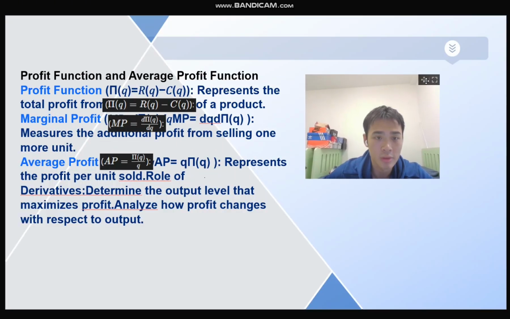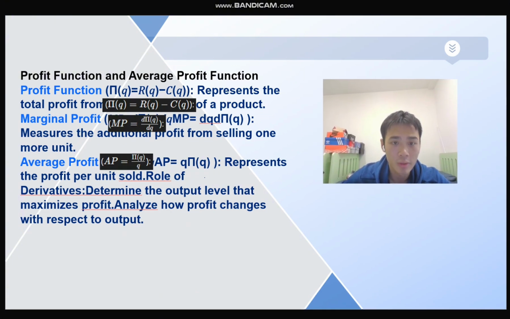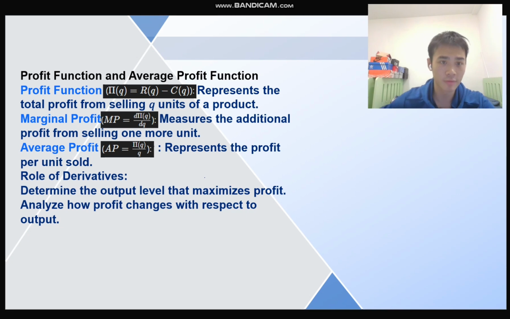We are going to explain the profit function and average profit function. So first, the profit function represents the total profit. Then let's look at the profit function and average profit function. So profit function represents the total profit from selling Q units of a product, and marginal profit measures the additional profit from selling one more unit. Then we have average profit here also, which represents the profit per unit sold.